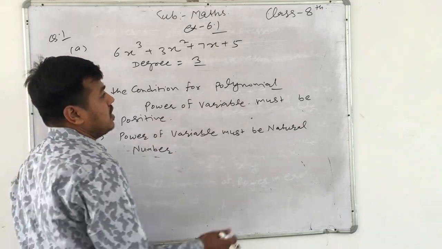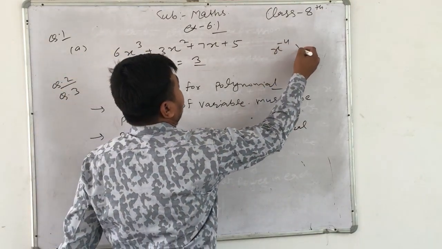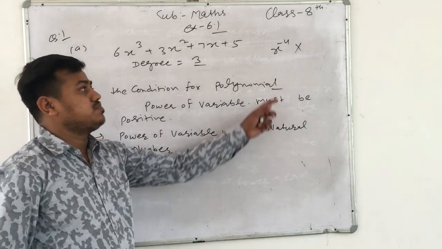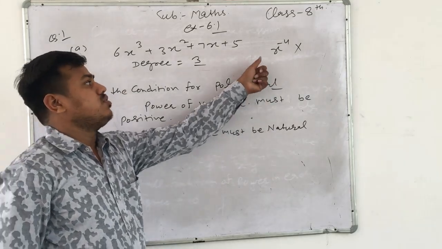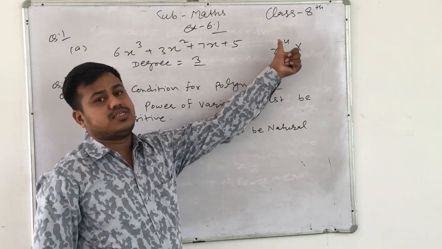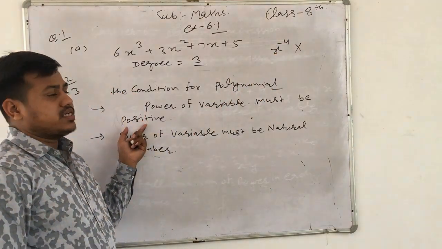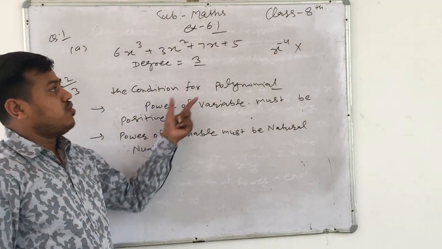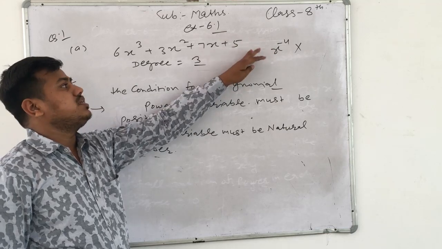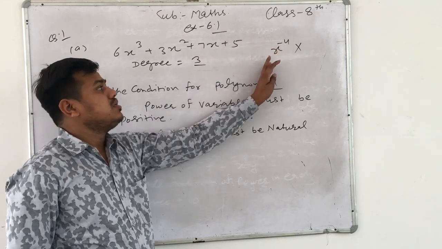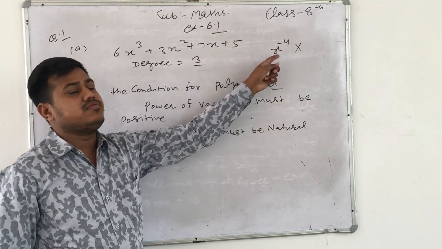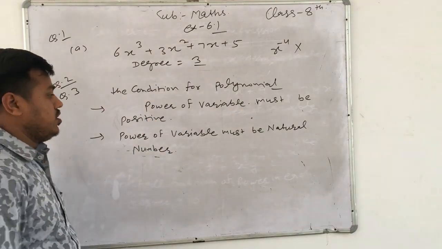There should not be a negative power. Like this, x power -4. So this is not an algebraic expression. This is not a polynomial because here the power of variable is -4. So we will accept only positive power, not negative power. If there is x power -4, the power of variable is negative, so that is not a polynomial.